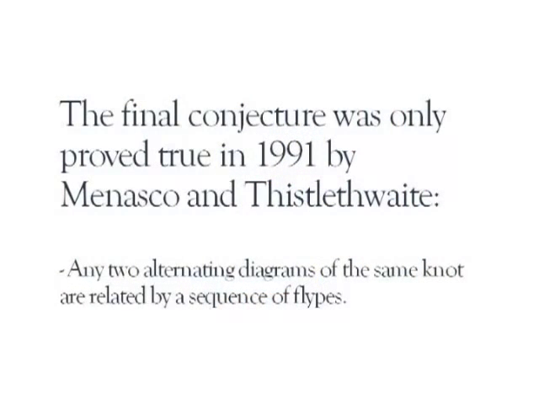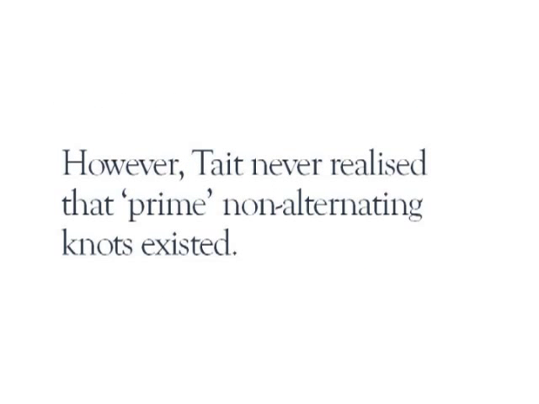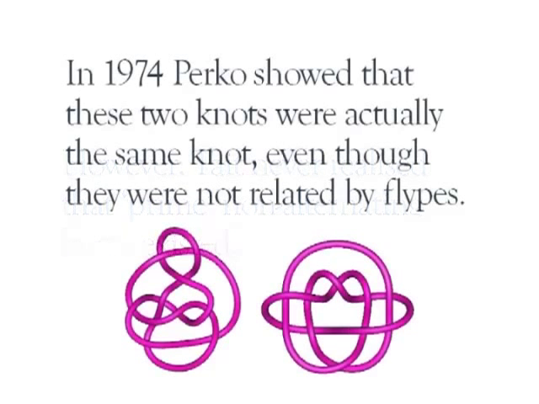And the final conjecture was proved in 1991, the Flyping conjecture. But Tait's intuition only went so far. He never realised that you could have non-alternating prime knots, knots which were not decomposable into two smaller things. And so there are counterexamples to his conjectures.